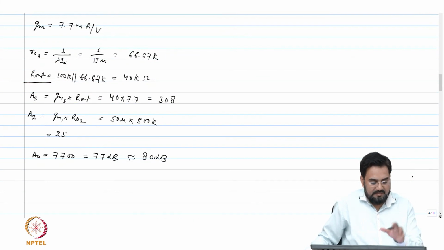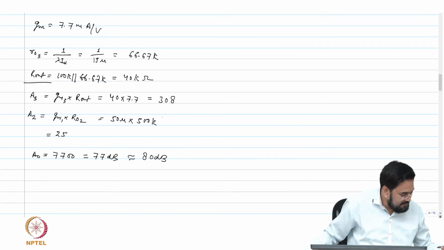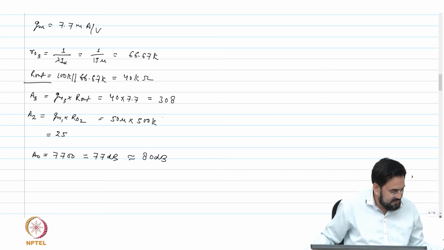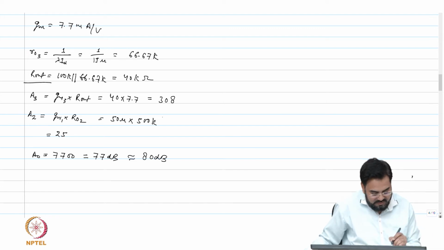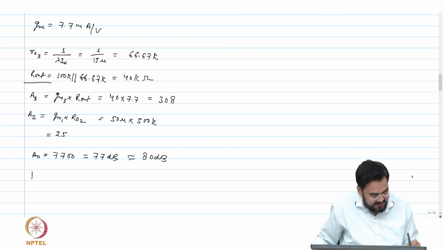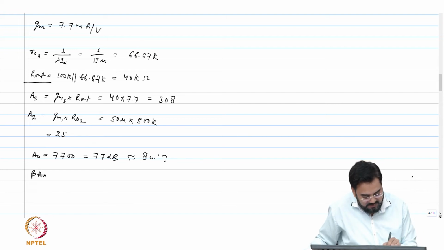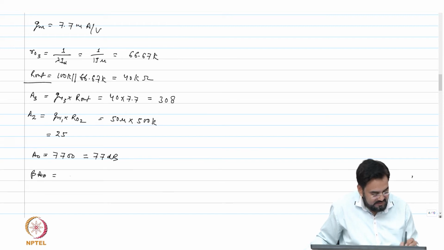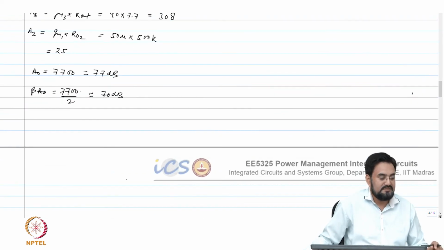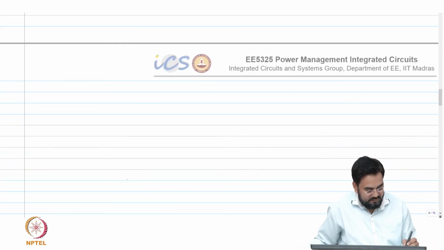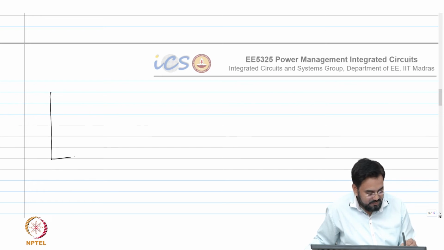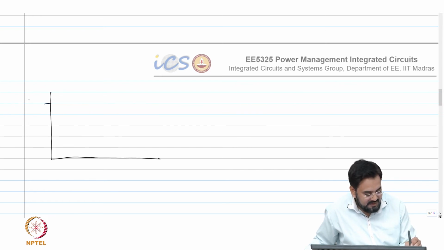Okay. If you consider the beta factor, then what will be that? It will further drop by 6 dB. So beta A naught, let's not do this in that case. Beta A naught is 77 divided by 2, which is close to 70 dB now. So now if I draw the loop gain, you start with 70 dB.